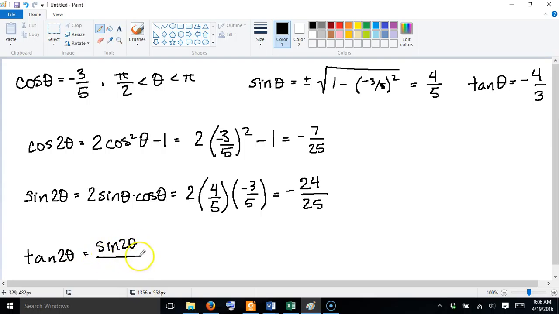So tangent of 2 theta is equal to sine of 2 theta over cosine 2 theta. And when you divide these, you get a positive 24/7. And we're done with that one. Now we're asked to find the half angles of cosine and tangent. Let's do that here.